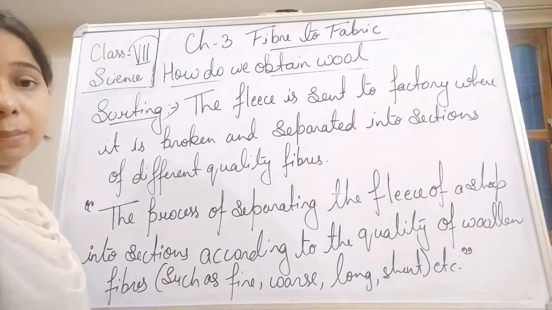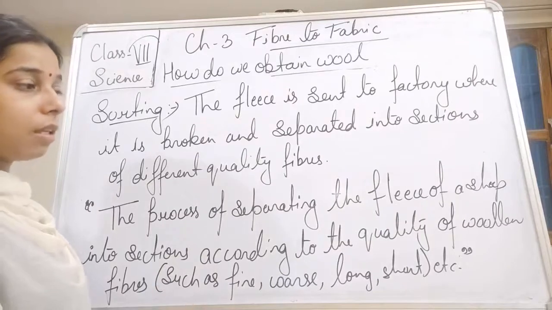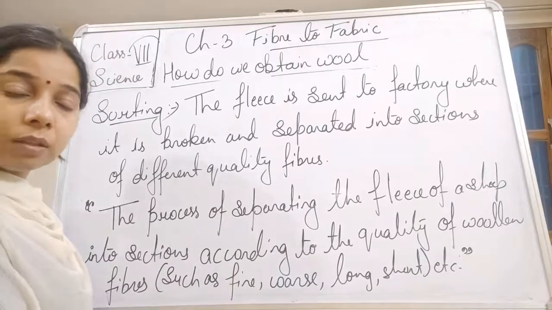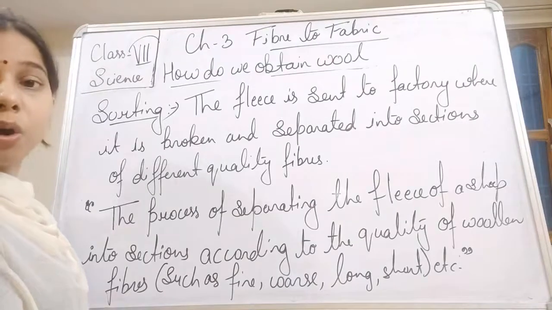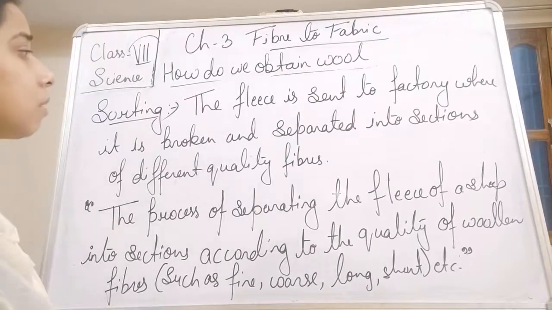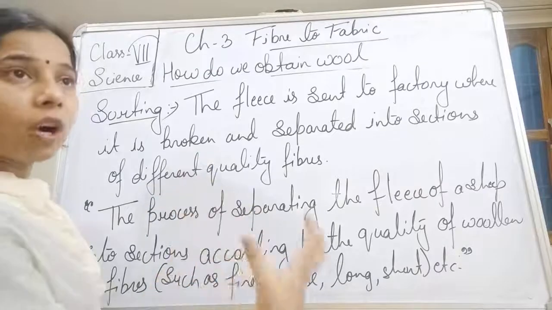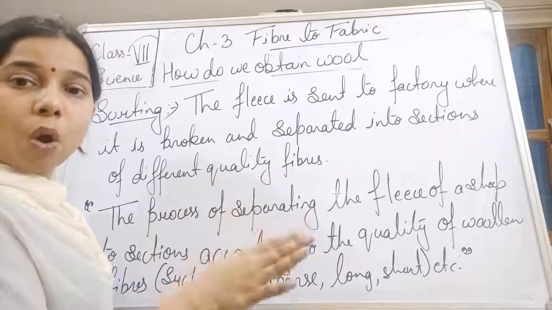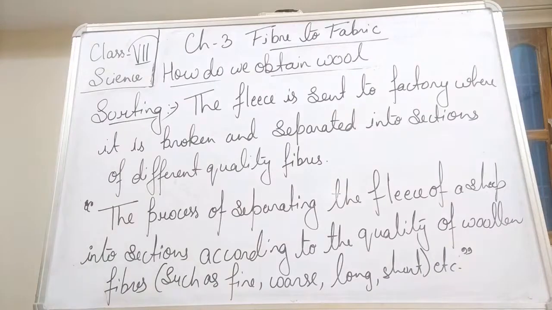So we are actually separating the fleece into different sections, and that will only be decided by the quality of the woolen fiber. What kind of a quality? Whether it is the fine wool or it is a coarse one or it is long or short. Okay, this is the thing that happened in case of the shorting. The name itself says the shorting. It means we have shorted it into the long, into the coarse, into the fine fibers. Moving on, and we will see the next one.